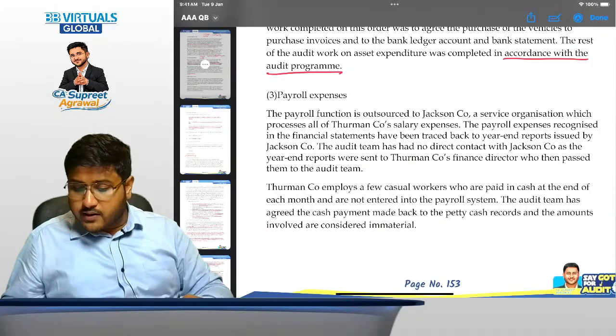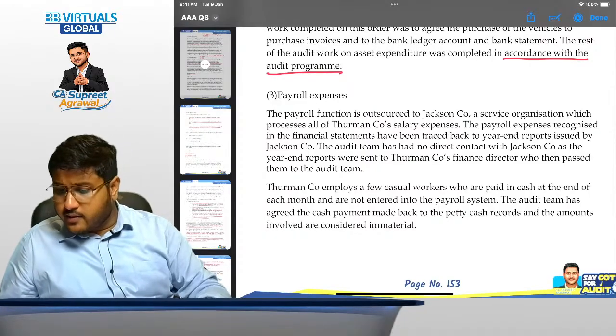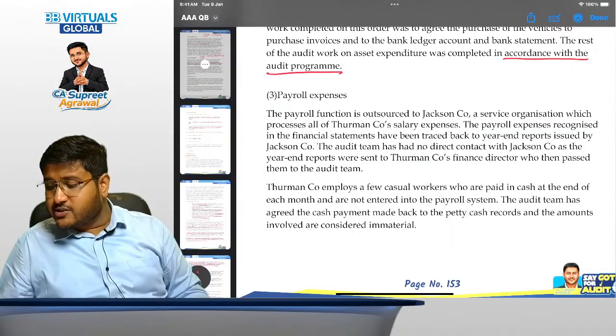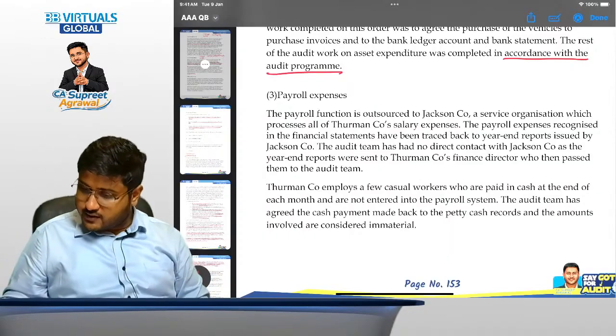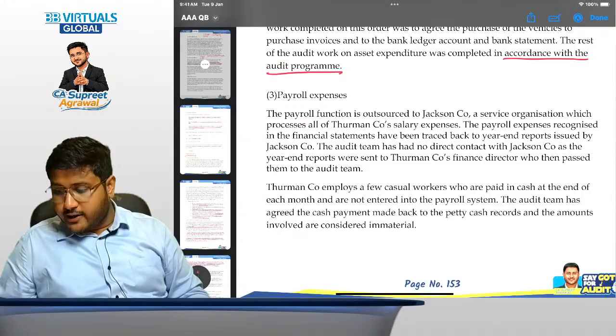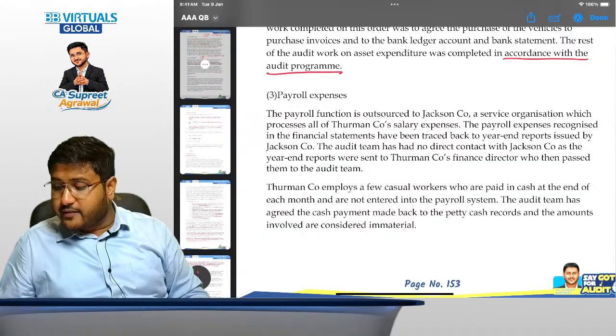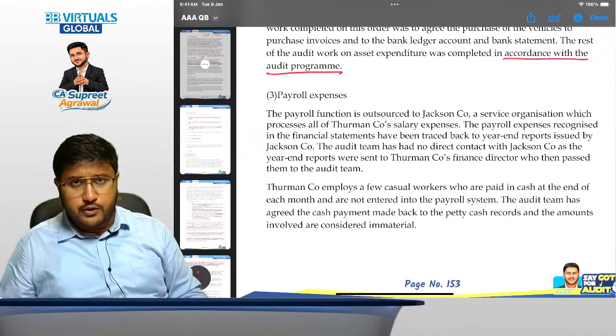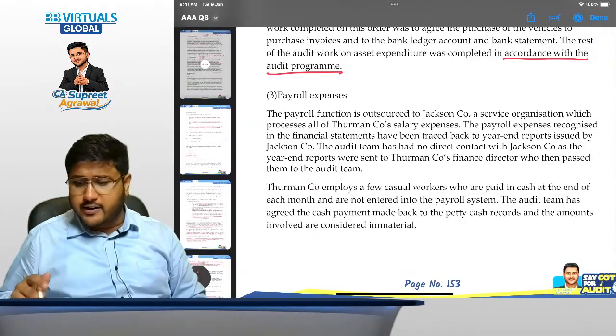The payroll expenses recognized in the financial statements have been traced back to year-end reports issued by Jackson Company. The audit team has had no direct contact with Jackson Company, as the year-end reports were sent to Thurman Company's finance director, who then passed them to the audit team. So there's no direct information that has been taken.